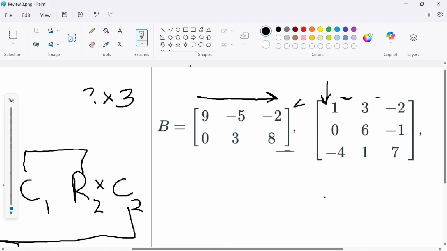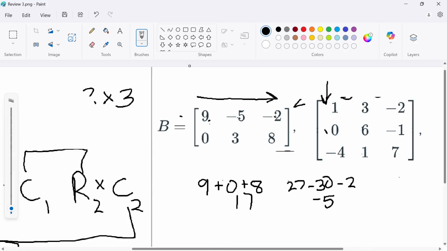So in the first position, it's going to be 9 times 1, which is 9, minus 5 times 0, which is 0, and I'm just adding them together. Negative 2 times negative 4, which is 8. 9 plus 8 is 17. Now I go to the second. I'm going to still multiply the first row by the second column, and it's going to go in the second column on the first row of the result. 9 times 3, 27. Negative 5 times 6, negative 30. Negative 2 times 1, negative 2. That is negative 5. I just add them together.